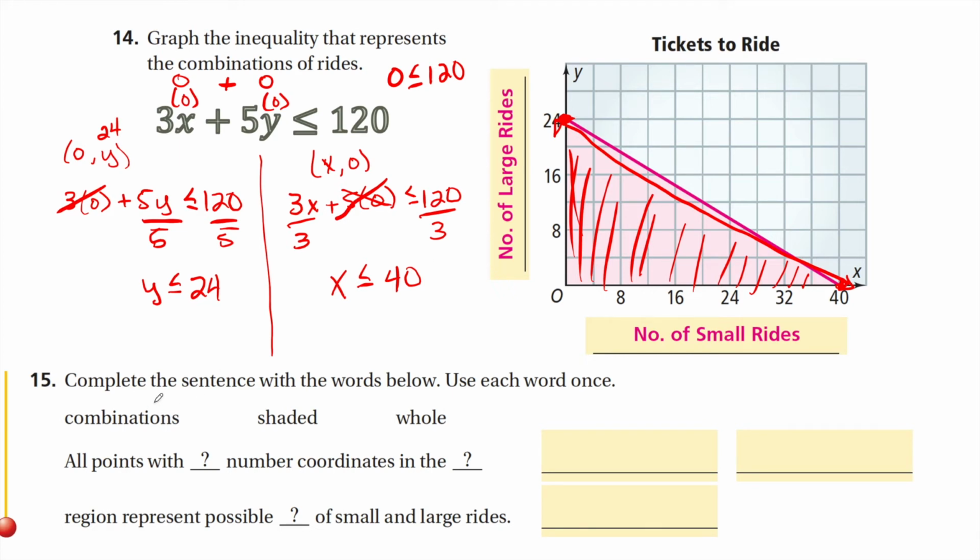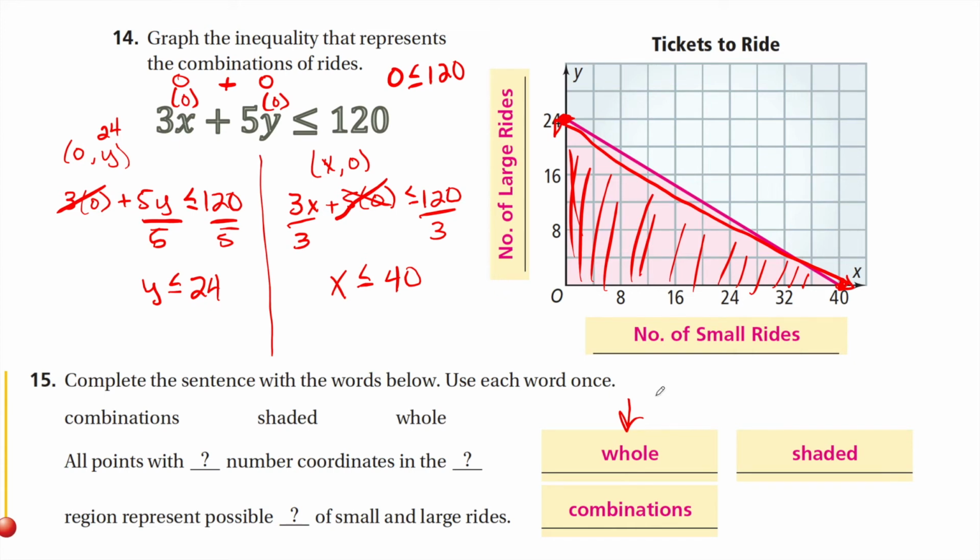All right, so complete the sentence with the words below. Each word should be used only once. Combinations, shaded, and whole. All the points with whole number coordinates in the shaded region represent a possible combination of small and large numbers. Notice, it needs to be a whole number.